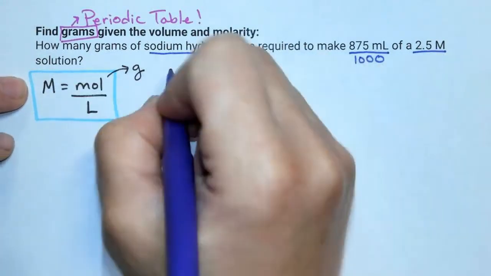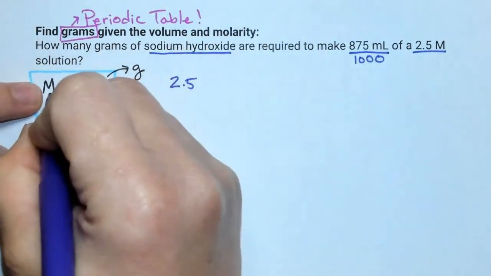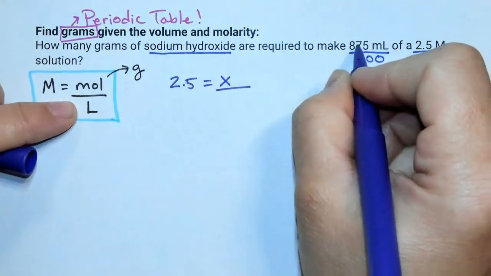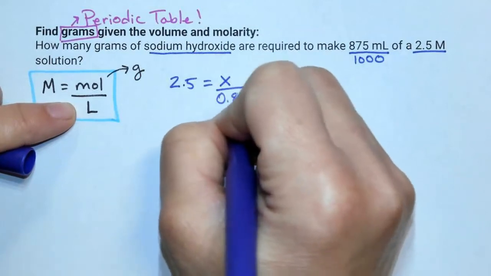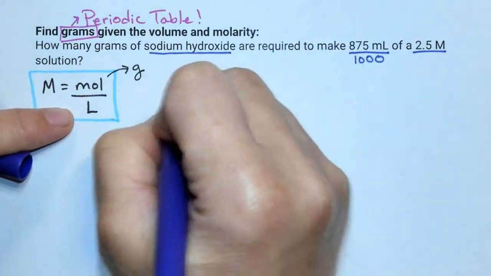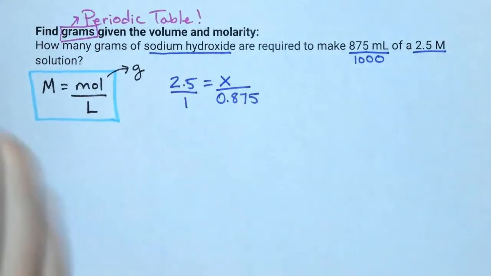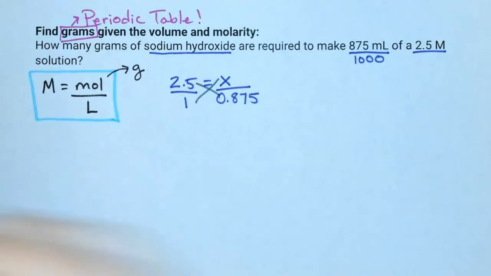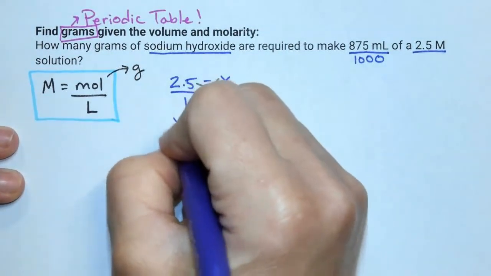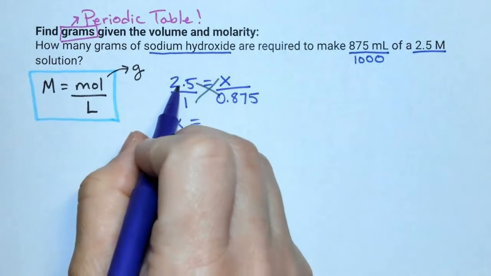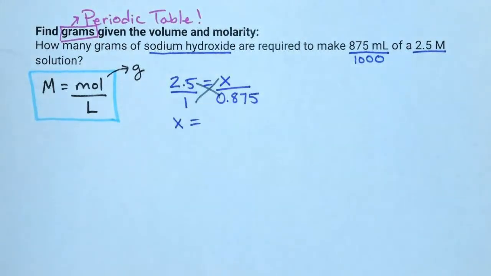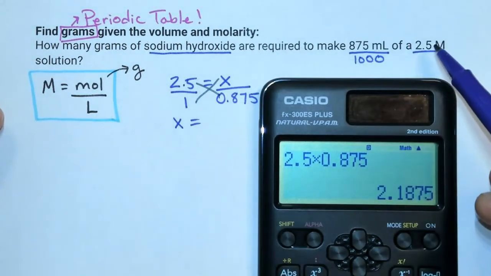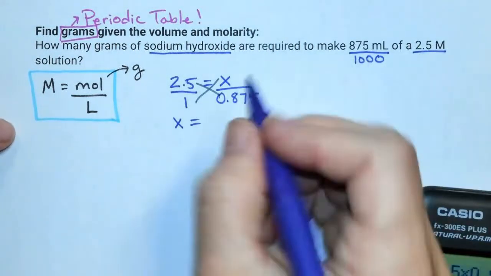So if I plug in what I have, it's 2.5 is my molarity equals X over, and then my liters, when I divide this, I get 0.875. We're going to put this over 1, and we're going to cross multiply in order to solve for X. When I cross multiply, I'm going to get X times 1 is just X equals, and then 2.5 times 0.875 is 2.1875. I'm going to round that to 2 sig figs based on this number, so it'll be 2.2.